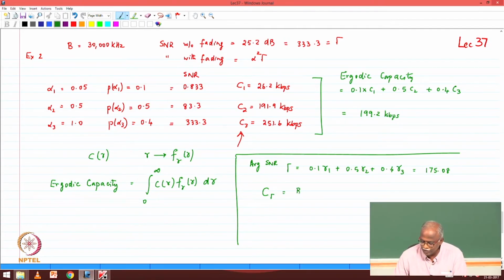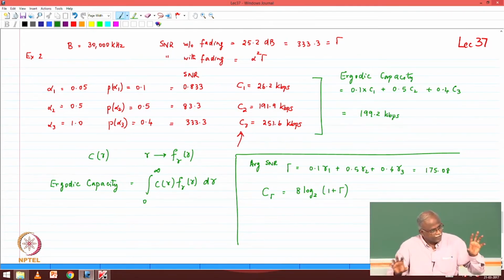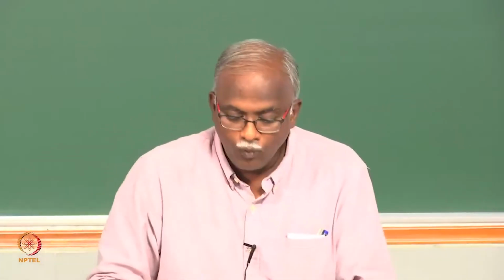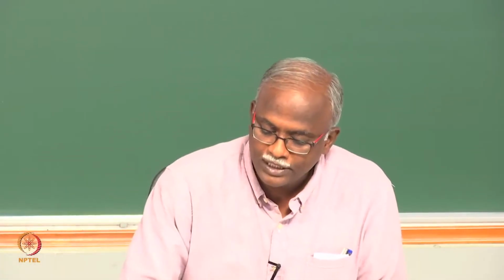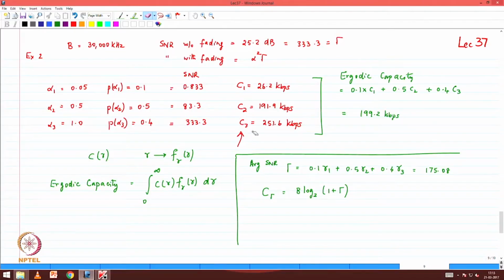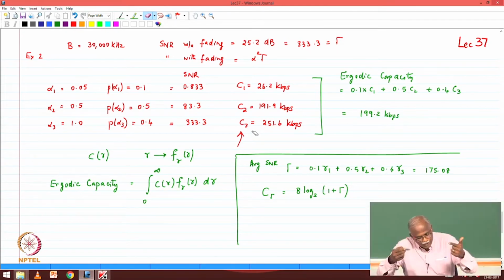So this will be equal to B times logarithm base 2 of 1 plus gamma. And what is the question that we are asking? We are doing two types of calculation. One is I have a channel that is varying. I have 3 different SNRs. What I have done is computed the capacity for each of those SNRs and then averaged it based on the probability. One is an averaging of the capacity. The other one is an averaging of the SNR and then computing the capacity.